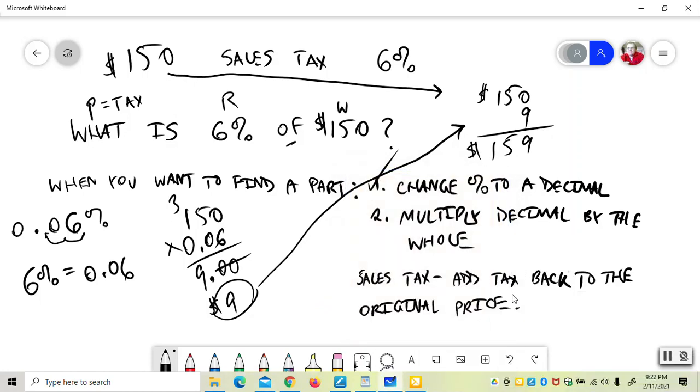Okay. Don't know what happened there. So 159 is the total price, including tax. That's all you have to do on these. We will talk about these in more detail tomorrow, but I think that should be good for now.